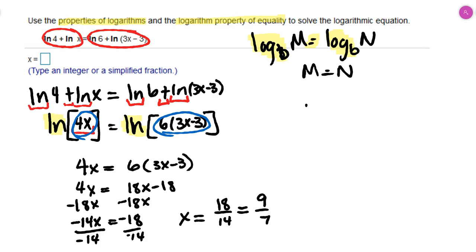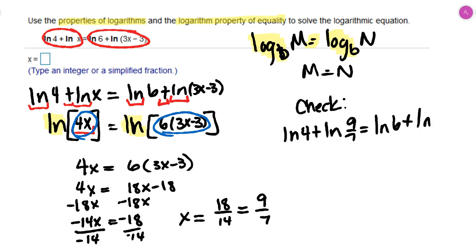Every log equation needs to be checked. You're checking to make sure that you have a positive inside the log. So when we check, we have natural log 4 plus natural log of 9/7 equals natural log 6 plus natural log of 3 times 9/7 minus 3. Because we have log of a positive here, that's okay. In this term, 3 times 9 would be 27 over 7 minus 3.